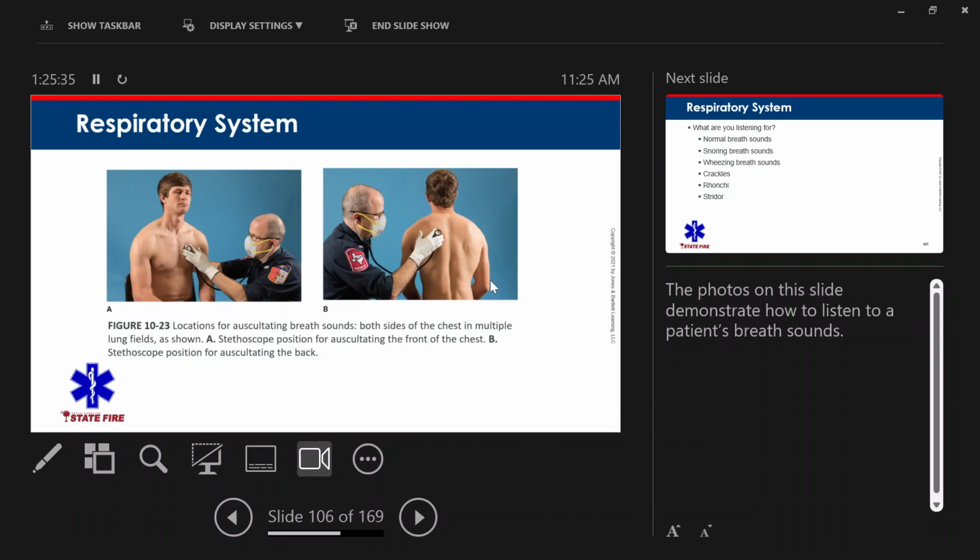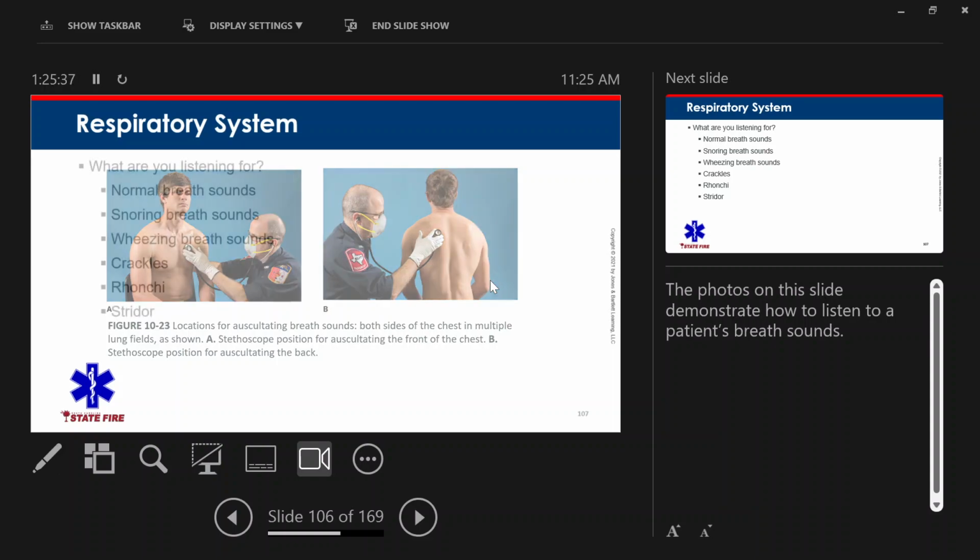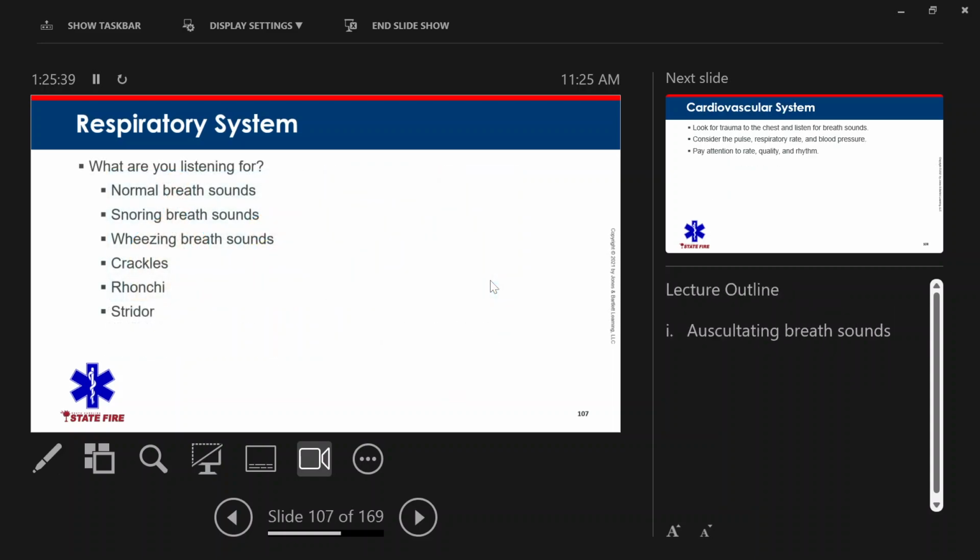Okay? Let's make some notes. We already said which ones of these are upper. We've said which ones are lower. Let's talk about lower lung sounds, which are wheezing, crackles, bronchi. Here's something cute. Crackles and bronchi are the same thing.